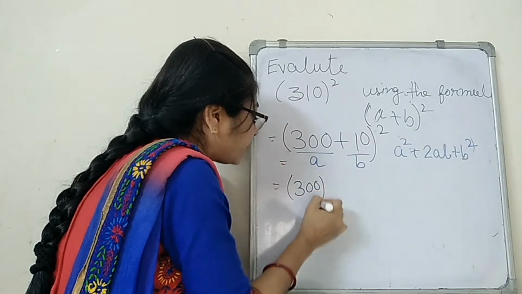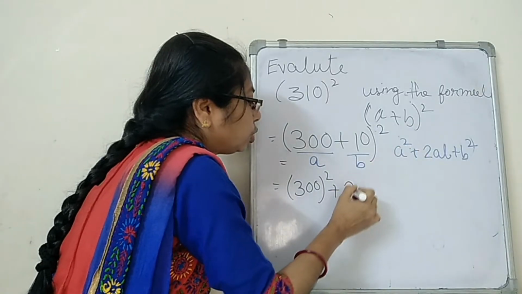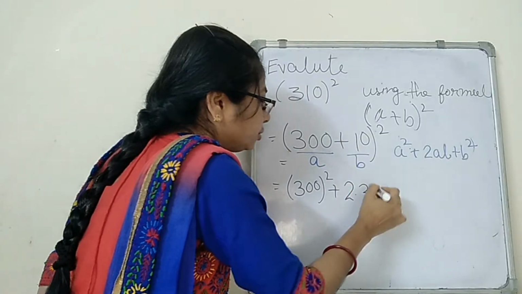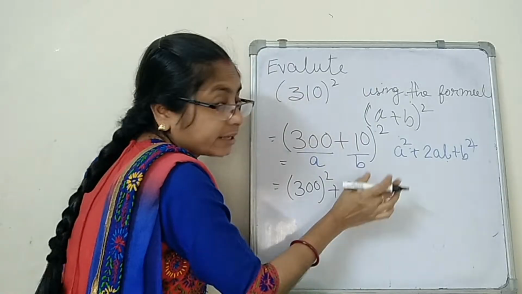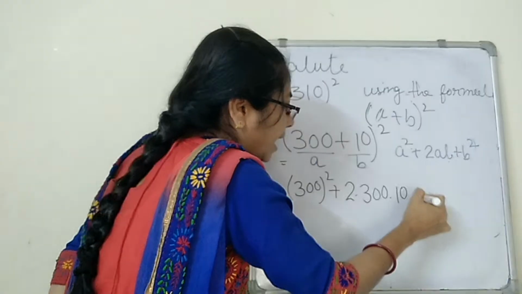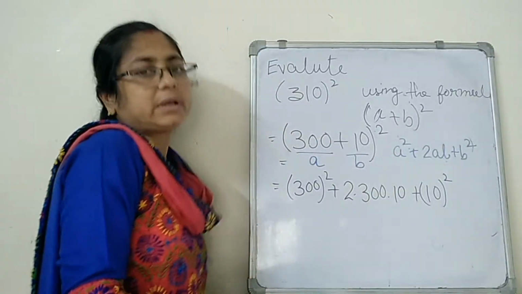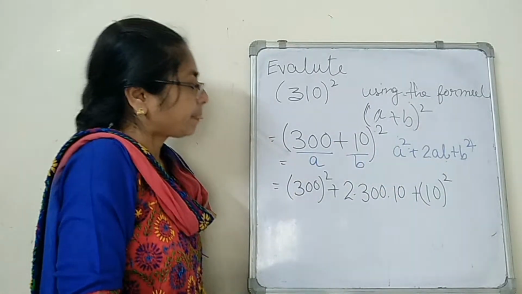300 square. Clear? Plus sign. 2, A means 300. Very good. B means 10. This dot is the multiply sign. Plus 10 square. Clear? Have any questions? I will tell it one more time.